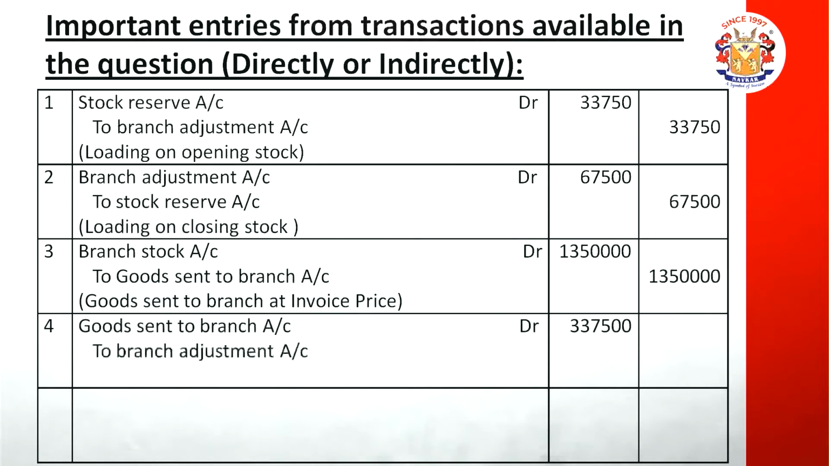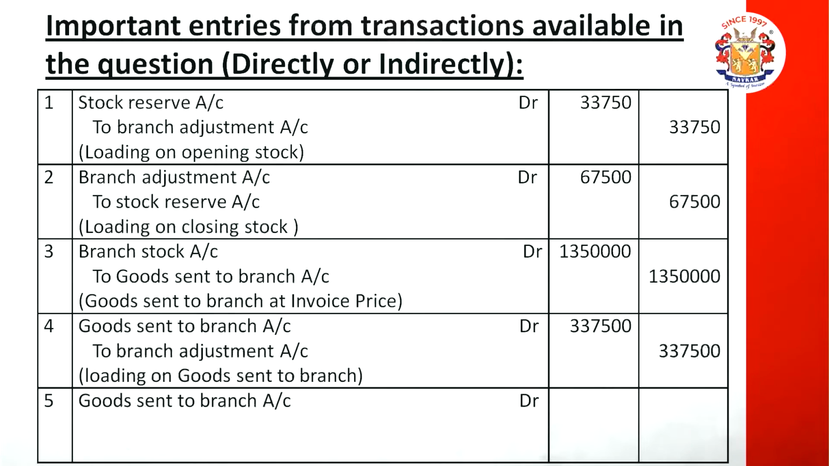Next one, loading on goods sent to branch. Journal entry will be like this: goods sent to branch account debit 337,500 to branch adjustment account 337,500. Ultimately, this is unrealized profit, and hence will be credited to branch adjustment account. No, sir. This is actually, we will believe that this is going to be realized. This is going to be realized. And hence, we will credit this amount to branch adjustment account.